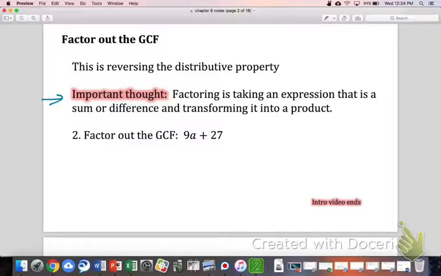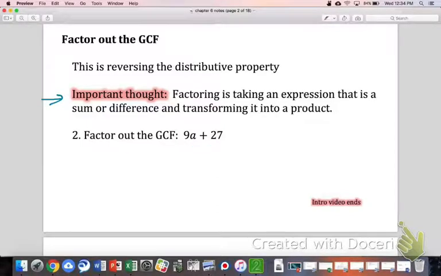So our one example here says factor out the GCF, the greatest common factor, and the expression we have here is 9a plus 27. So you can see that I've got two terms. There's one right there and there's one right there. So two different terms, and we want to figure out what is a common factor in both of those terms. So for example, the a here is a factor within the first term, but you can see the second term does not have an a. So we would say that a is not a common factor. So we're not going to be able to factor out an a.